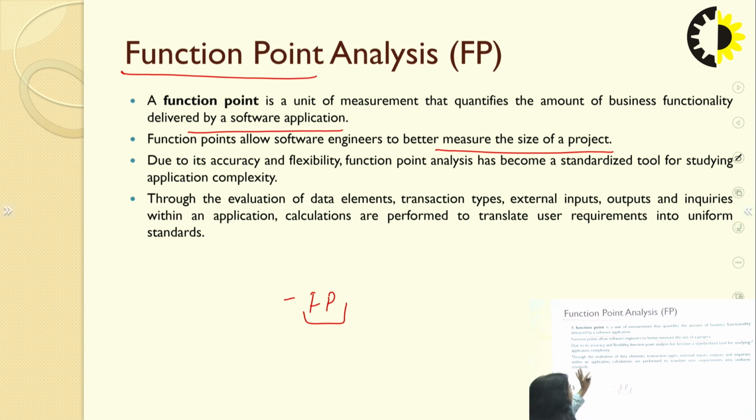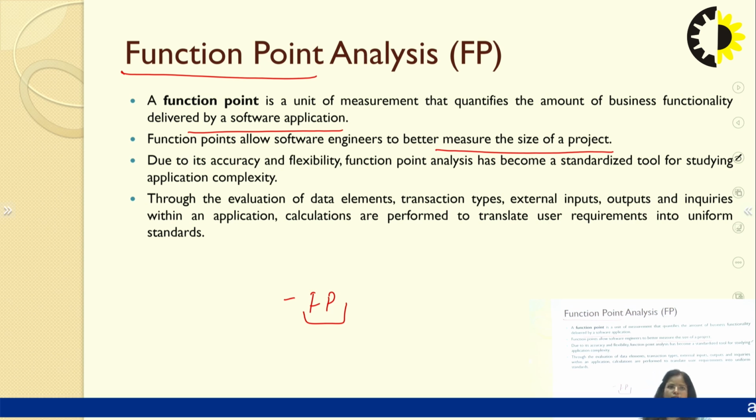Function point analysis works on the basis of some parameters: internal inputs, external outputs, what are the different types of inputs we are using, what are the different types of outputs we are giving to the application, and what calculations are performed to translate user requirements into a uniform standard. These are the different aspects for calculating function point analysis.